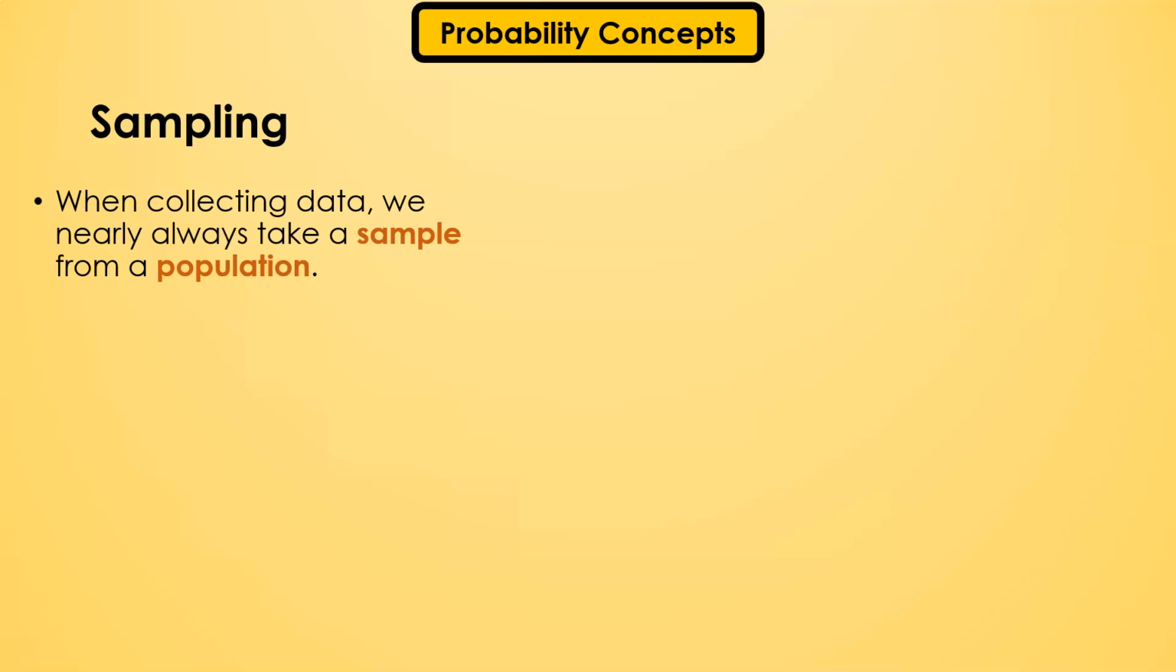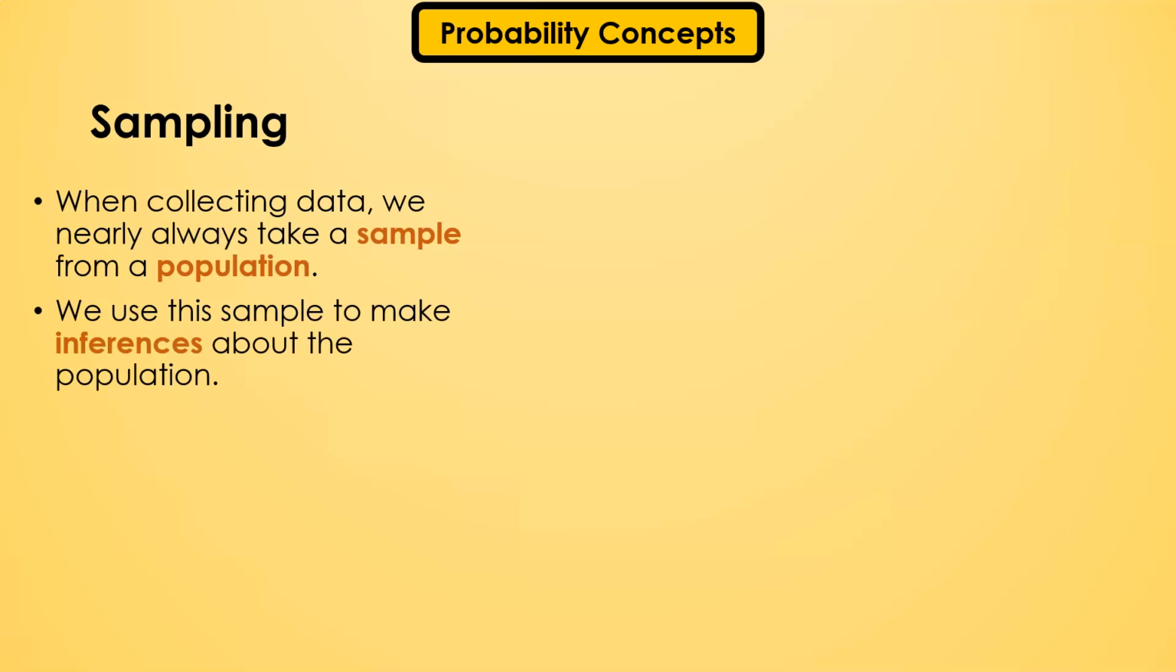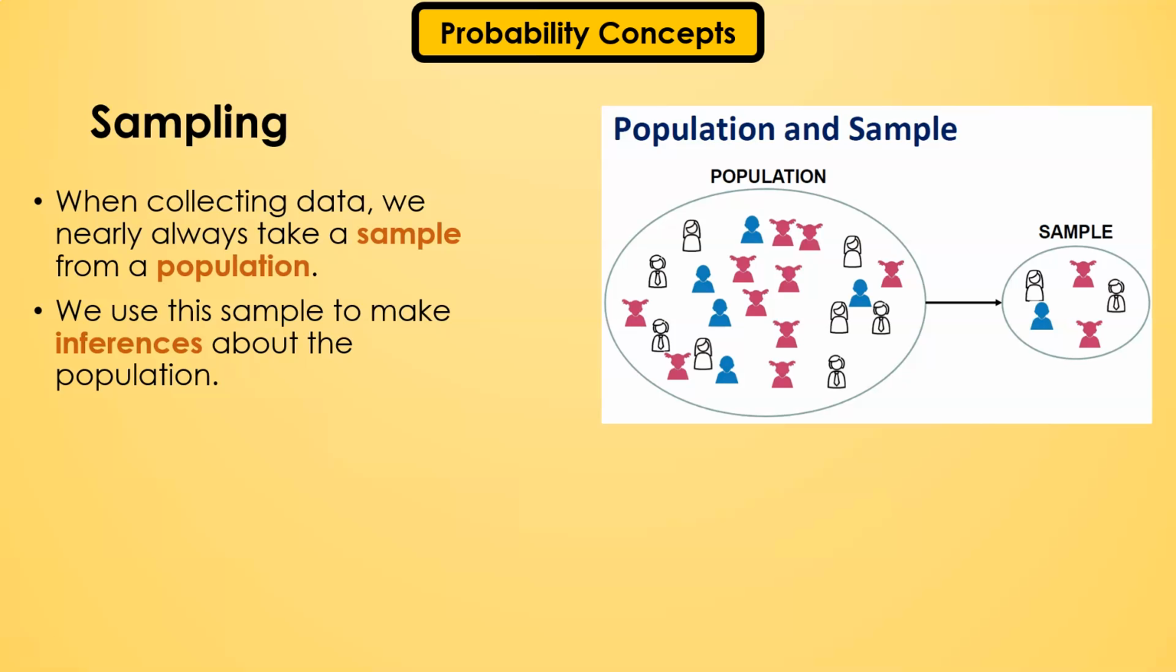So sampling is obviously important. When we are collecting data, we usually take a sample from the population. And what we use the sample for is to make an inference or a prediction or an estimate of what the population looks like. Here's a good illustration of what's going on. We've got a population that's a mixture of people, so we would hope that our sample would be representative and a mixture of people as well.